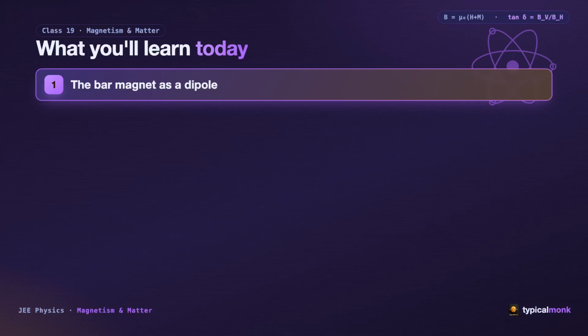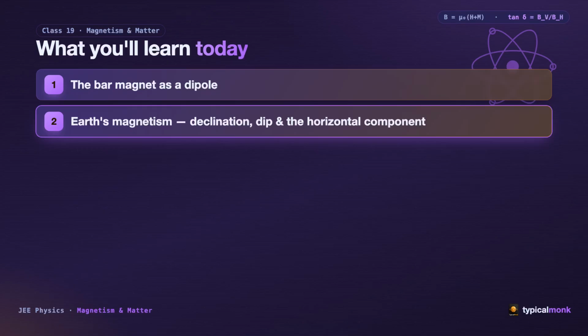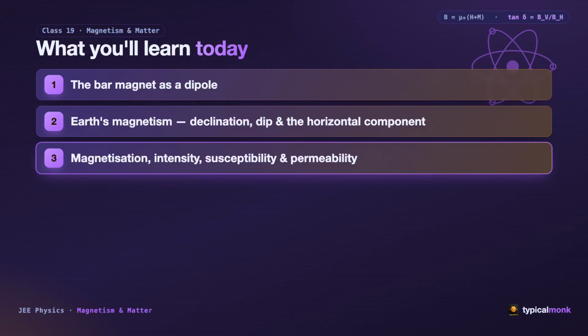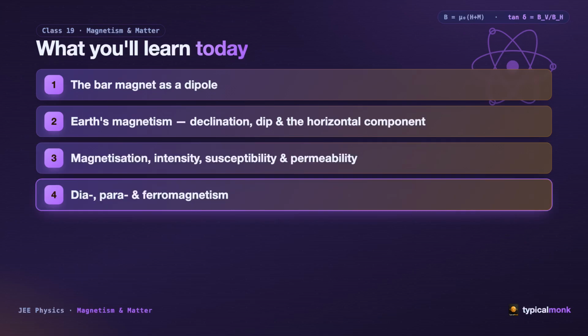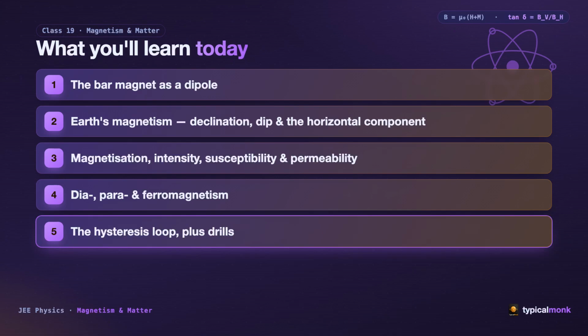Here is what you will learn today. First, the bar magnet as a dipole. Second, Earth's magnetism, declination, dip, and the horizontal component. Third, magnetisation, magnetic intensity, susceptibility, and permeability. Fourth, diamagnetism, paramagnetism, and ferromagnetism. And fifth, the hysteresis loop, plus the drills, one idea at a time.